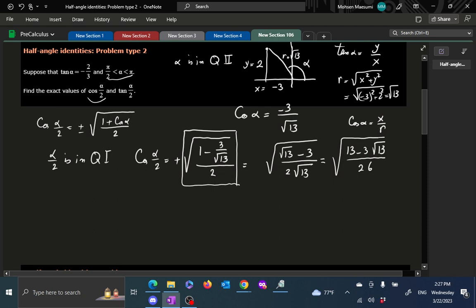What else? We have to calculate tangent of alpha over 2. Tangent of alpha over 2.